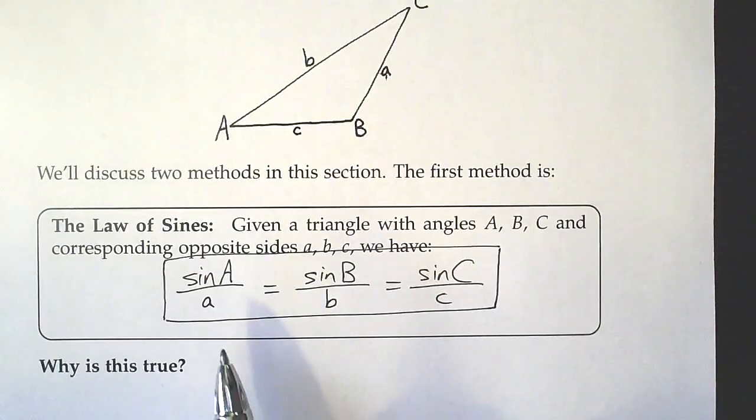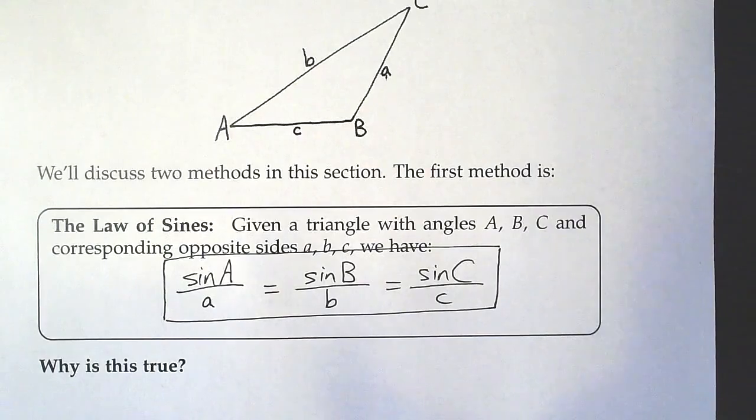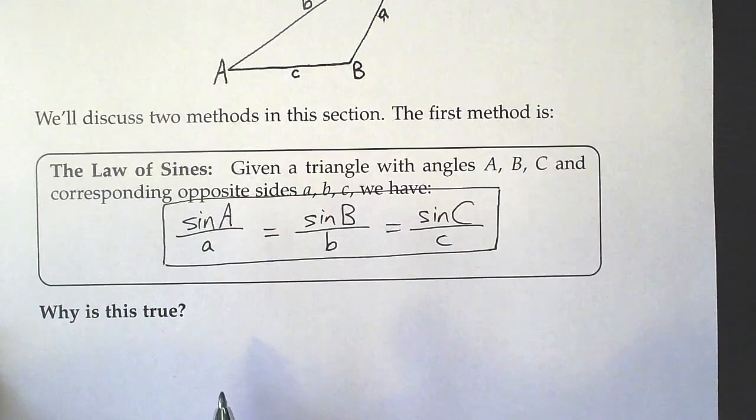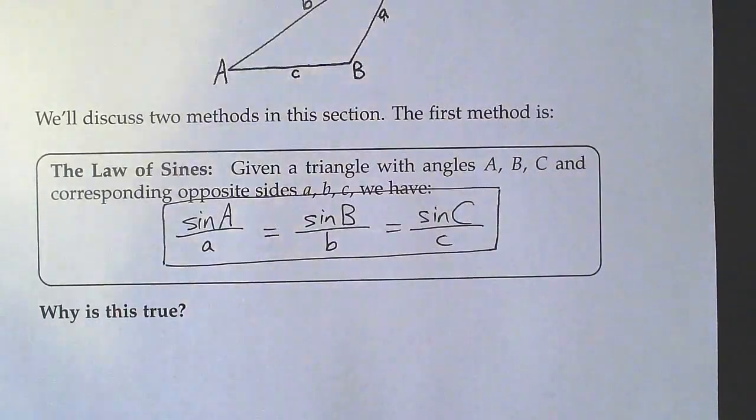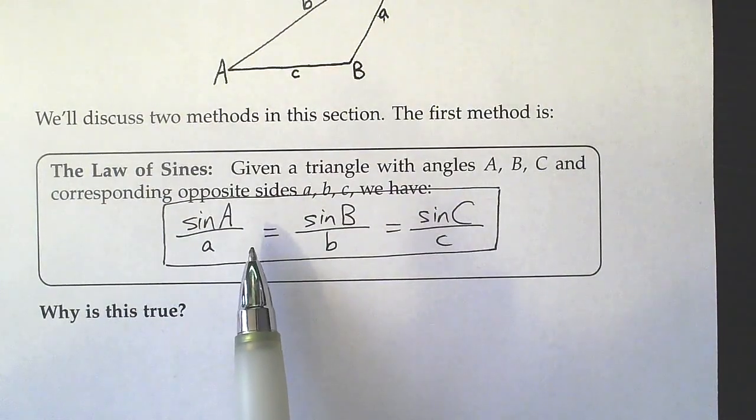The idea is that if we know some of these, then we can use the equation to find the missing ones. And we have to have enough information. We can't just solve a triangle with nothing, but we're going to see some problems where you have some of these pieces and you need to find the others. I'll skip writing why this is true, but we did that in class, and it basically comes from the area formula for a triangle.